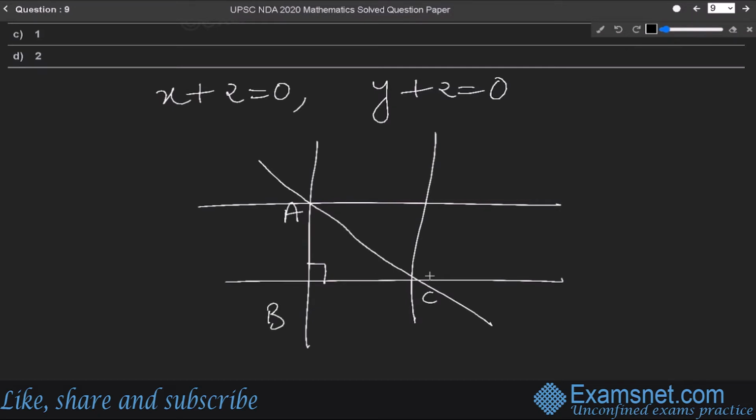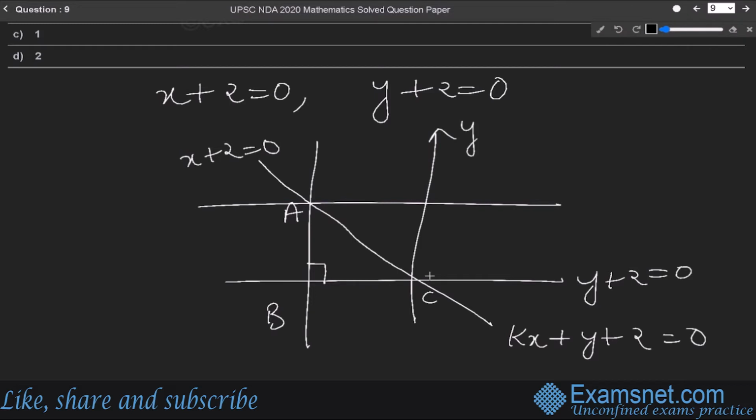This is the right angle triangle, and here there will be x plus 2 equals 0 and here there will be y plus 2 equals 0. And the third equation is kx plus y plus 2 equals 0. I hope you are having no doubts with this diagram. It is very clear. This is the y-axis and this is the x-axis. Now we know that the circumcenter of a right triangle lies on its hypotenuse. This is the hypotenuse AC.